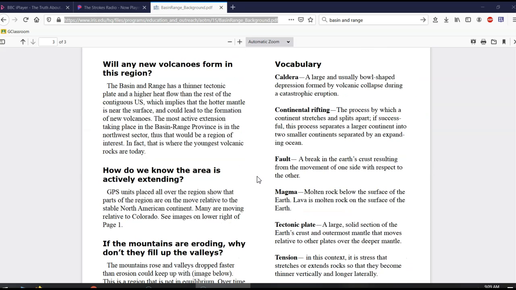Will any new volcanoes form in this region? The Basin and Range has a thinner tectonic plate and higher heat flow than the rest of the contiguous United States, which implies that the hotter mantle is near the surface and could lead to the formation of new volcanoes. The most active extension taking place in the Basin and Range province is in the northwest sector. Thus, that would be the region of interest. In fact, that is where the youngest volcanic rocks are today.